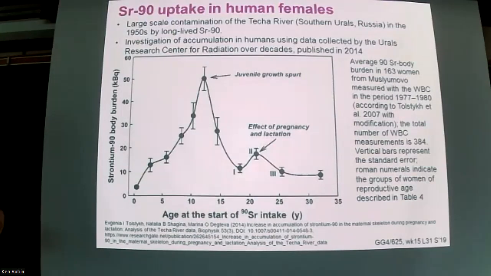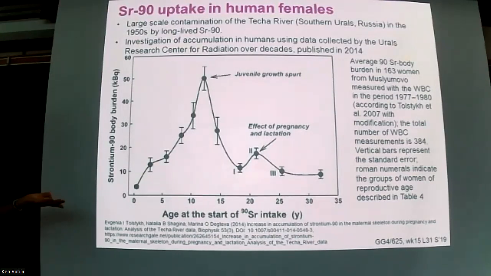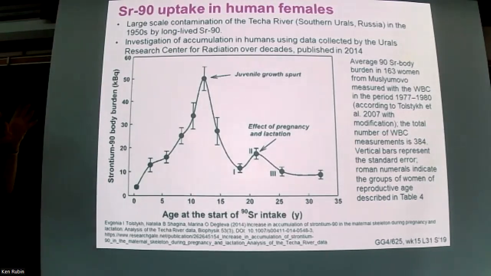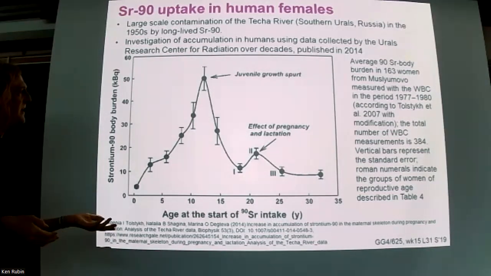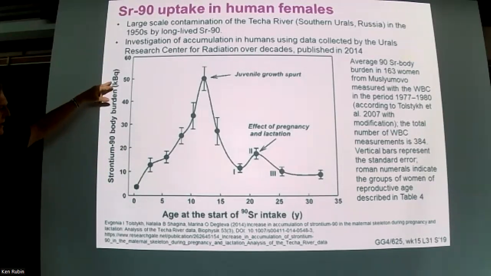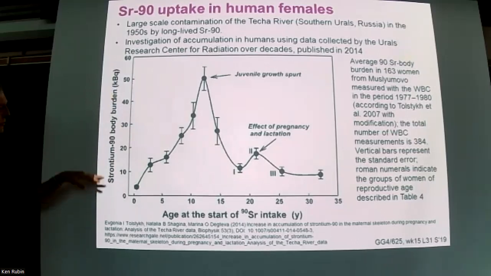This is an example from Tetra River in the former Soviet Union. This is not right near the Mayak plant, or that Mayak site, I should say, but not that far away, several hundred kilometers. And this is looking at people who weren't evacuated. This was farther than needed to be evacuated during that explosion in 1957. And this is looking at the amount of strontium-90 in the body of women of different ages, right?